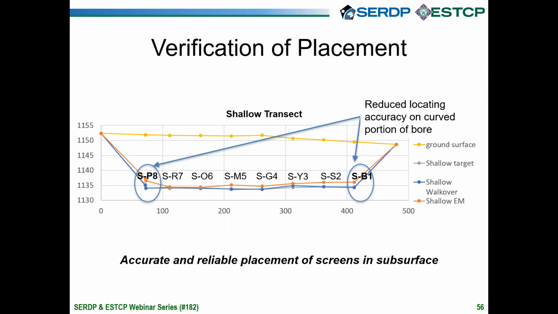So visually, you can see the consistent alignment in the horizontal section of the well. And you can also see these deviations at the end of the well where the well path is curved and the screens actually are installed at a slight angle. And the various labels, for example, S-P8, represent the screen names. In this case, S is shallow. I think P represents purple and 8 is the 8th screen.